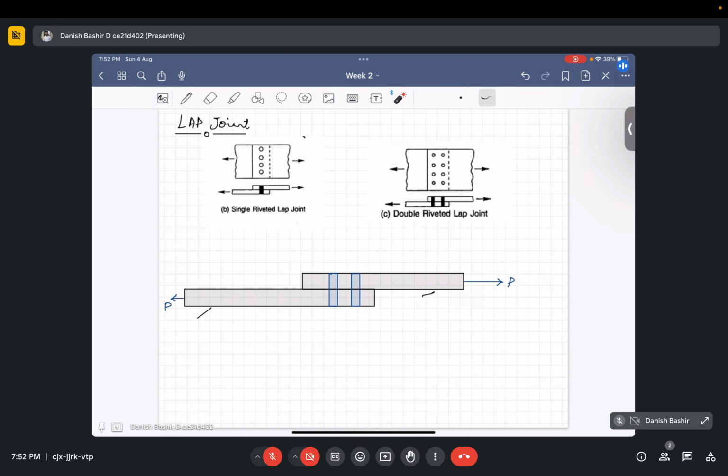In a lap joint, at least two rivets in a line should be placed. Also, due to the eccentricity, stresses are distributed unevenly across the contact area between the rivets and the members to be connected. This puts limitations on the use of lap joints. Because of this eccentricity, lap joints are not used that much.